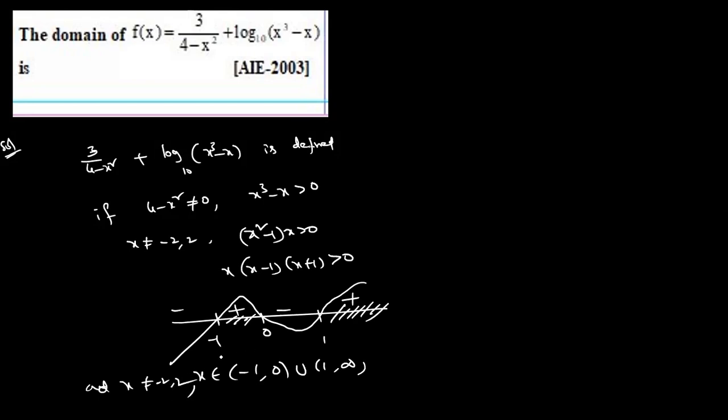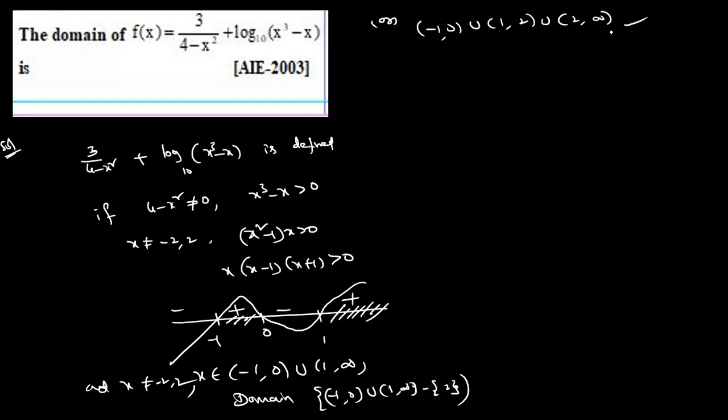Fine. Then what is the common region? Therefore, what is the domain? Anyone? Minus 1 comma 0 union, the next part here should be removed. That's all, that is the domain. Otherwise, we can write minus 1 comma 0 union 1 comma 2 union 2 to infinity. Remove 2, that is the answer. Dear students, if they are giving options, you can verify options also.